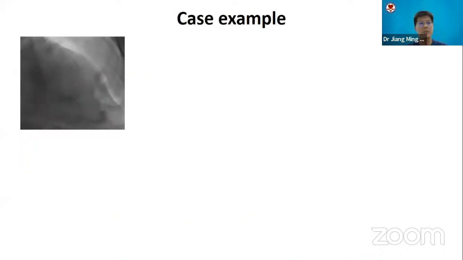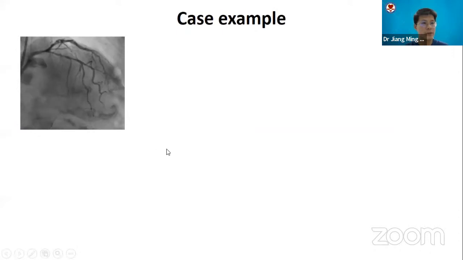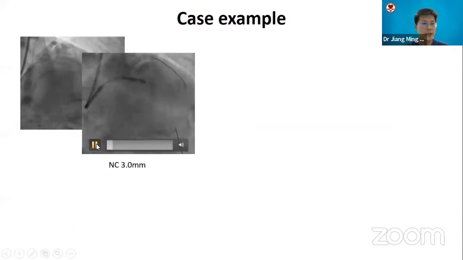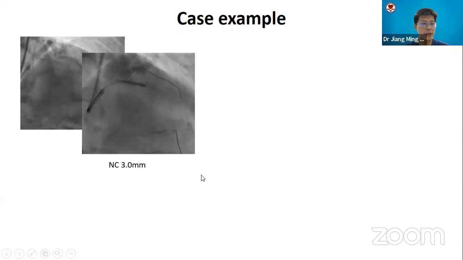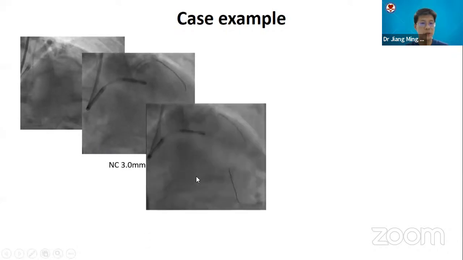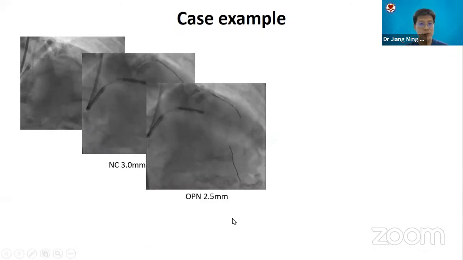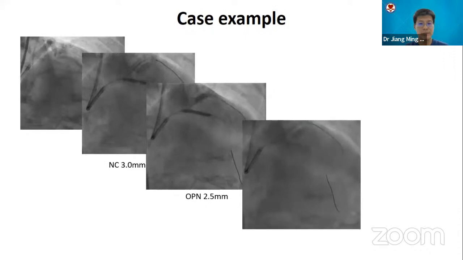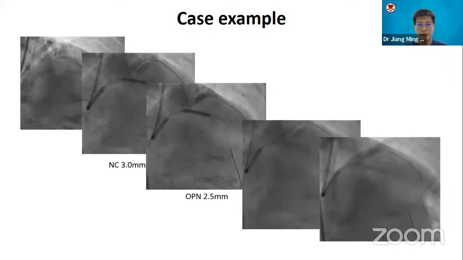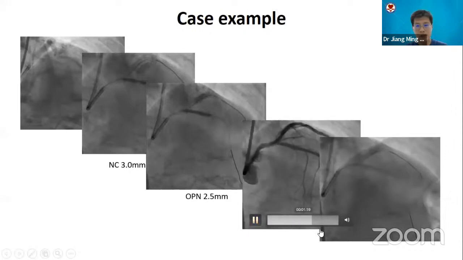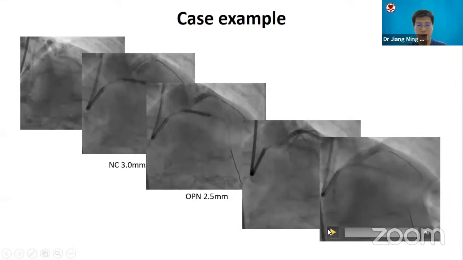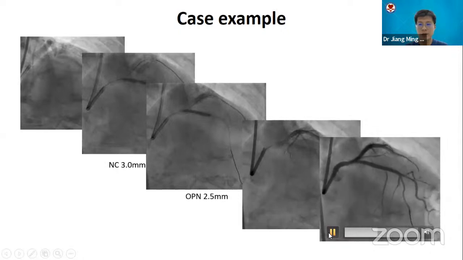This is just one case example to illustrate this. The LAD lesion is calcified, and there is actually a waist with the use of a non-compliant trial balloon. With the OPN balloon, which was inflated to about 35 atmospheres of pressure, we managed to open up the lesion, the waist. All right, so this is the clip showing the vessel after pre-dilatation, and this is the final result after stenting.